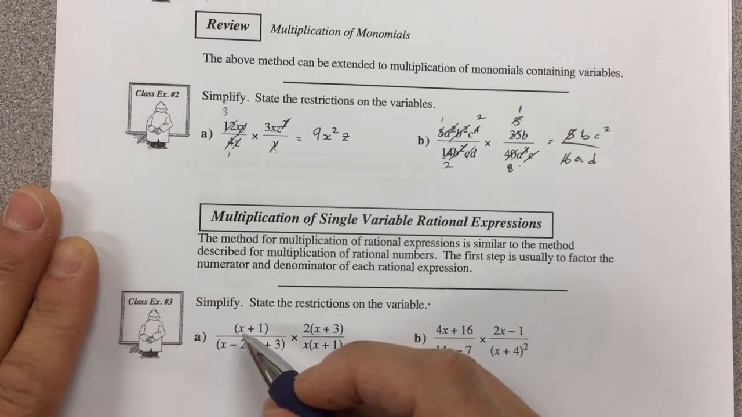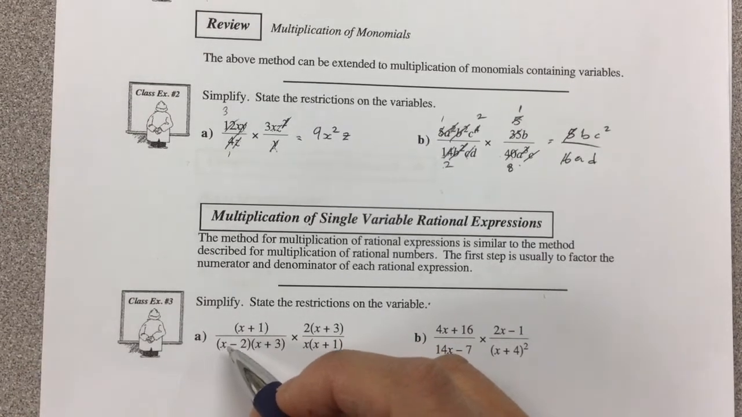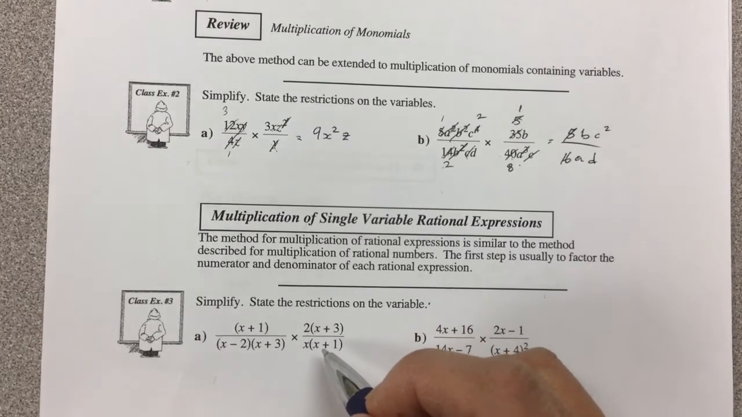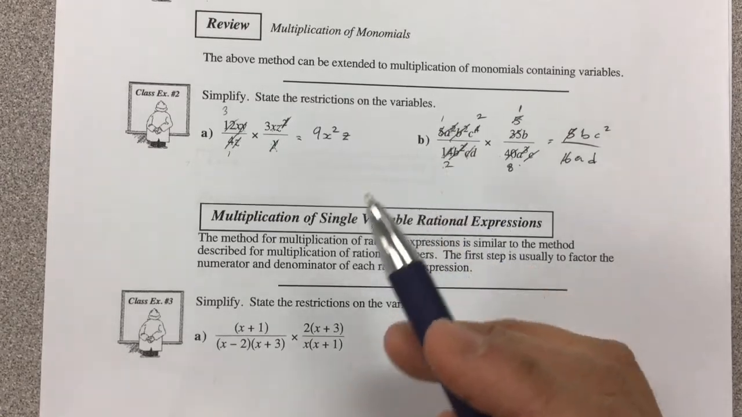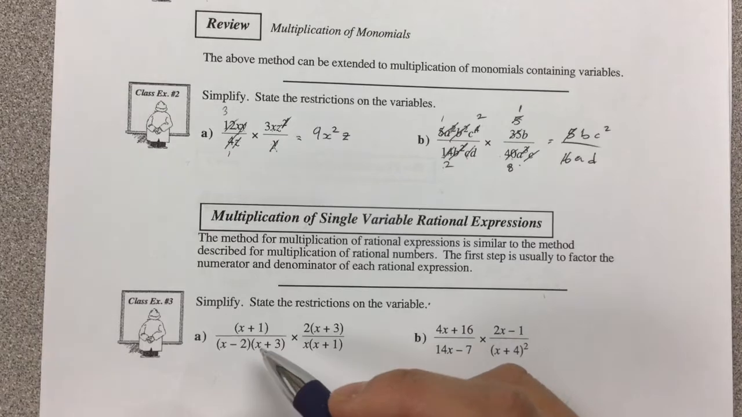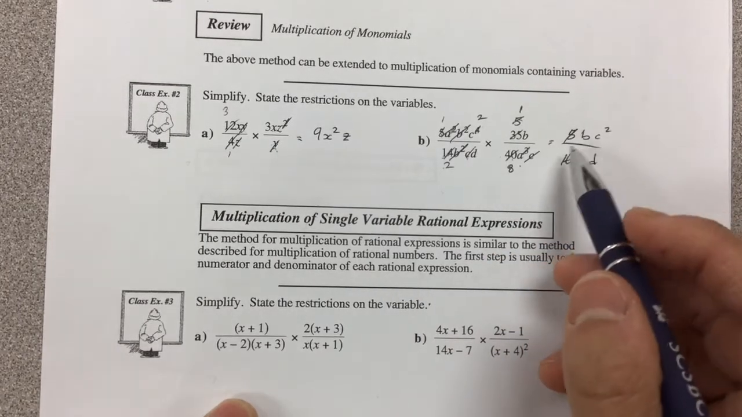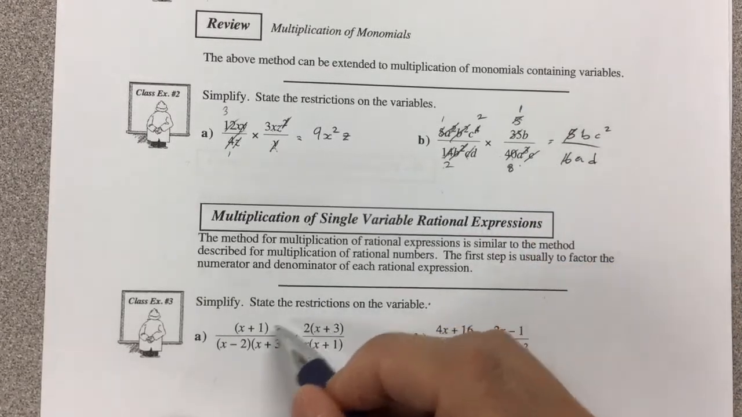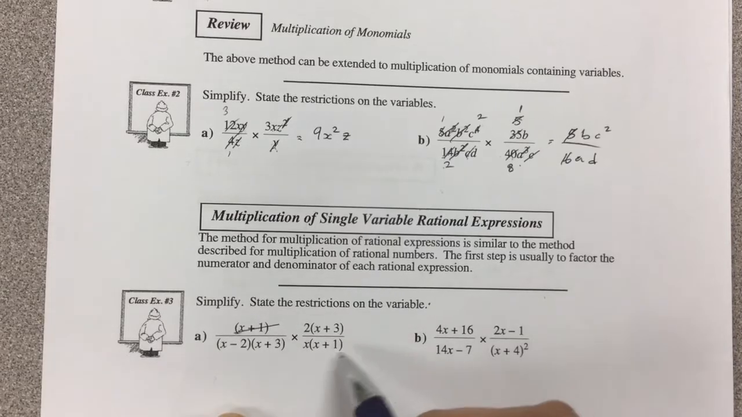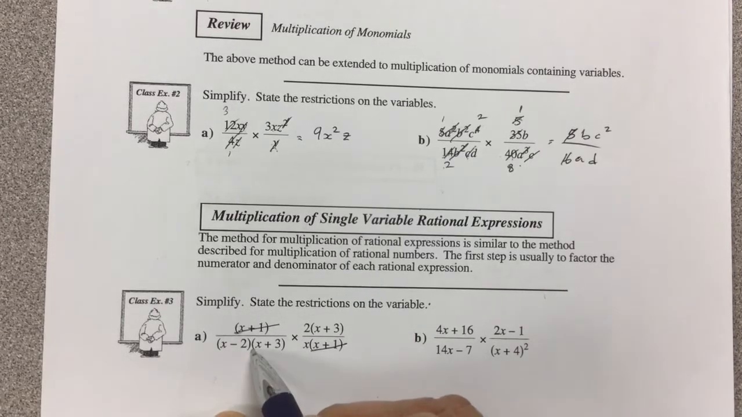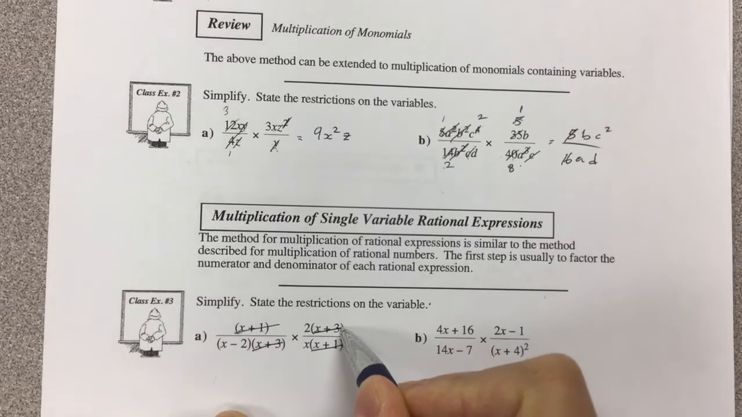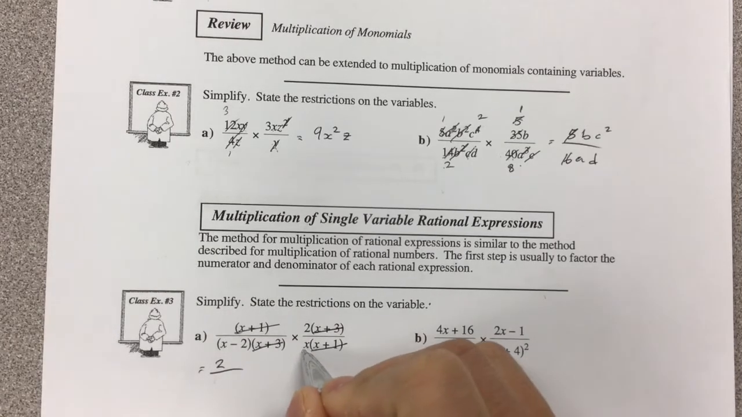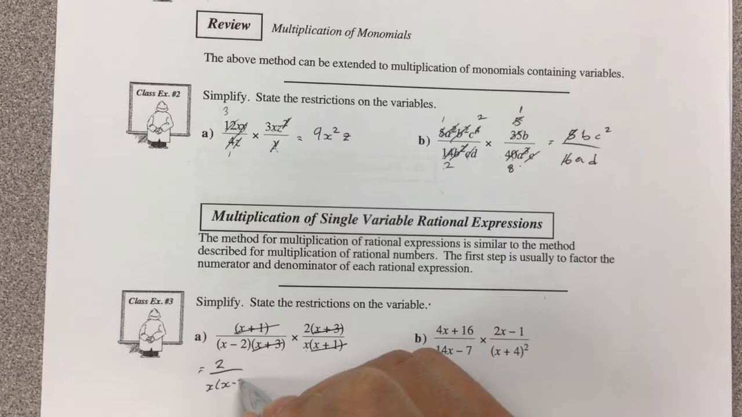In class example number 3, I have (x plus 1) over (x minus 2) times (2x plus 3) over x times (x plus 1). Now remember, when we cancel things out, we can cancel out factors. We can't cancel out terms. Up above, we were canceling out factors, not entire terms. And we're going to do the same thing here. So I can cancel x plus 1 on the bottom, and x plus 3 on the top. This will leave me with 2 over x times (x minus 2).